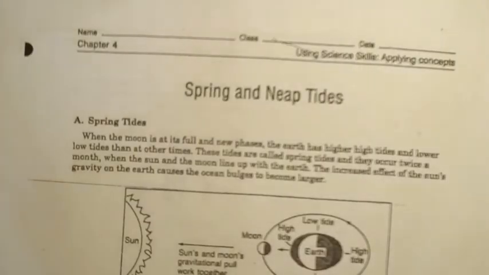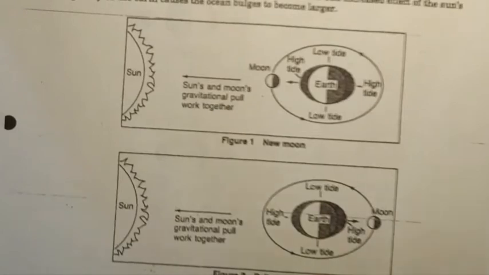Spring and neap tides. Now before we take a look at the sheet here, one thing to mention is that not only is the moon's gravitational pull pulling on the Earth, but also the sun's gravitational pull is pulling on the Earth. And because of the 2 gravitational pulls on the Earth simultaneously, this can have an effect on how high the tide is at high tide and how low it is at low tide.